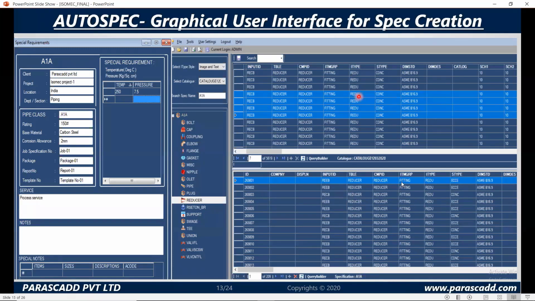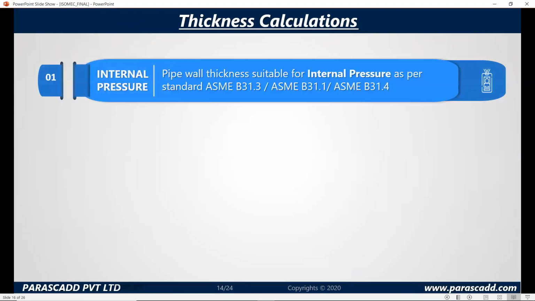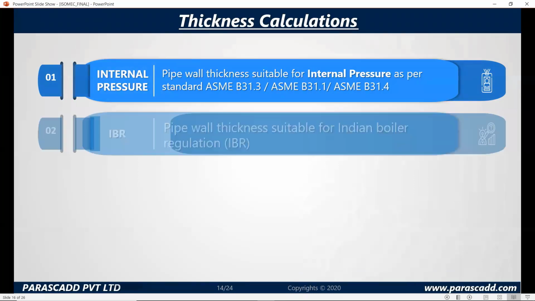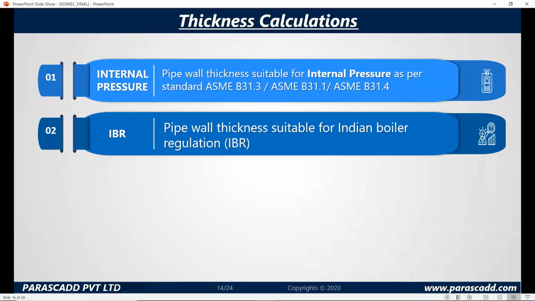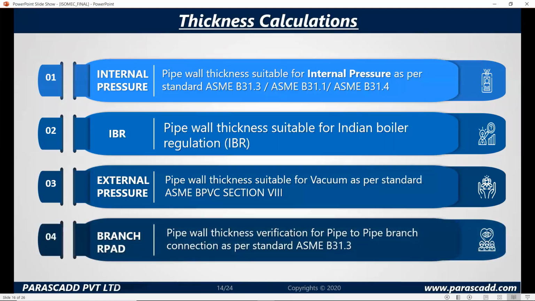So here, once the spec is generated with its data, we have the thickness calculation. So first is obviously the internal pressure wall thickness, which are suitable as per the ASME norm, we can refer them. Second is the pipe wall thickness suitable by the IBR norms. Third is the external pressure, that is your vacuum as per the standard ASME. And finally, the branch RPAD, where the pipe wall thickness verification for pipe to pipe branch connections as per the ASME.